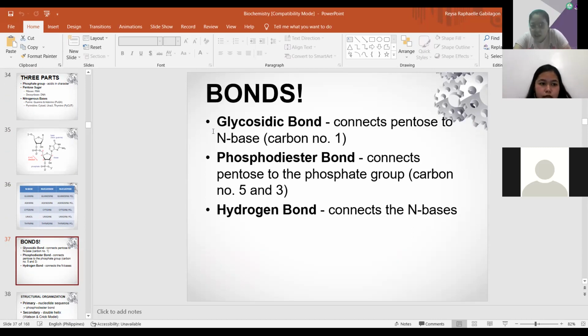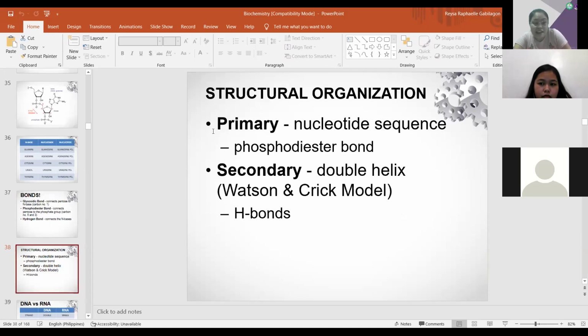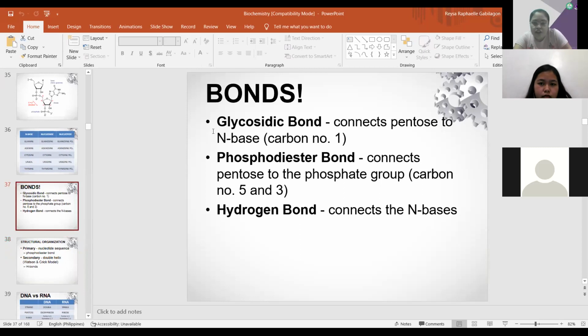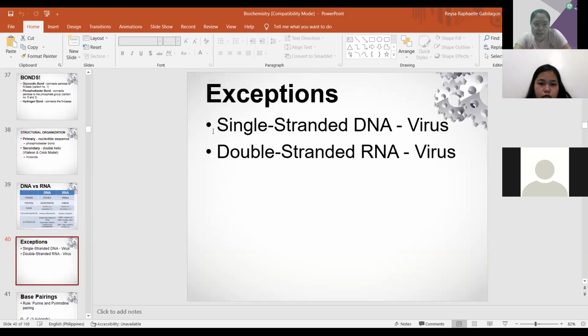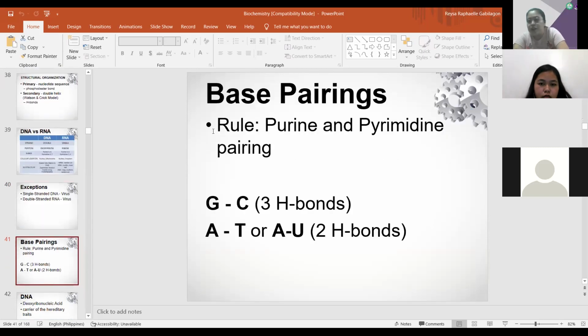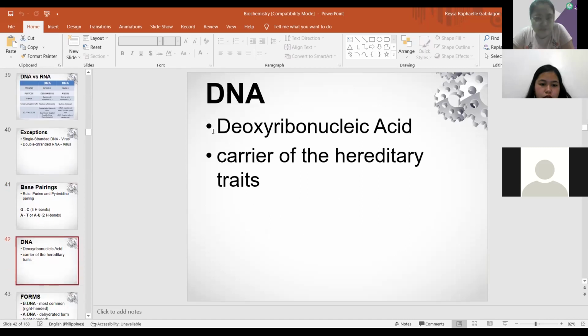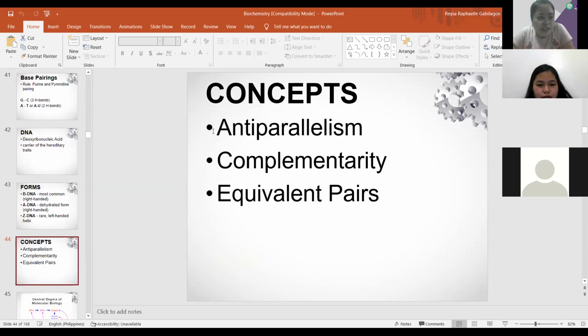When you say backbone, it's the pentose or the sugar and the phosphate group. And then lastly, we have the hydrogen bonds that connect the nitrogenous bases. So yung number of hydrogen bond is dependent kung anong nitrogenous base yung i-connect natin. And not forget, we have 3 bonds between guanine and cytosine. Silang dalawa talaga ang partner. And then 2 bonds between adenine and thymine if that is a DNA. And 2 bonds also for adenine and uracil if RNA naman.